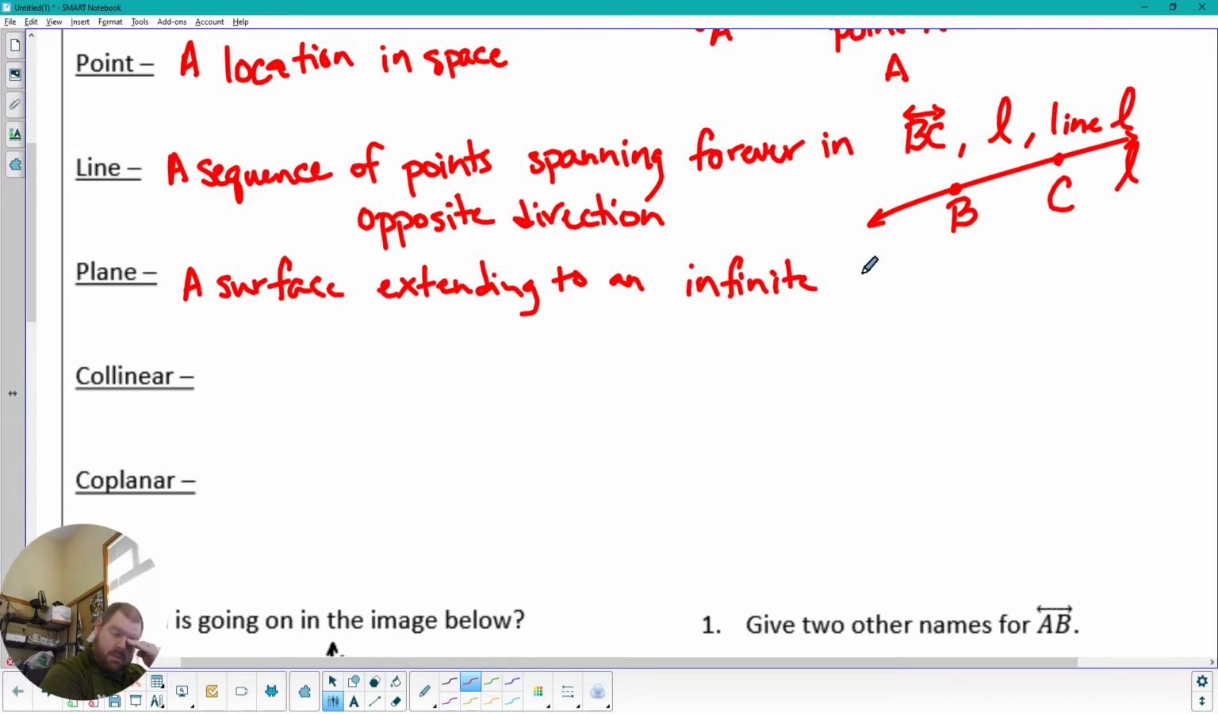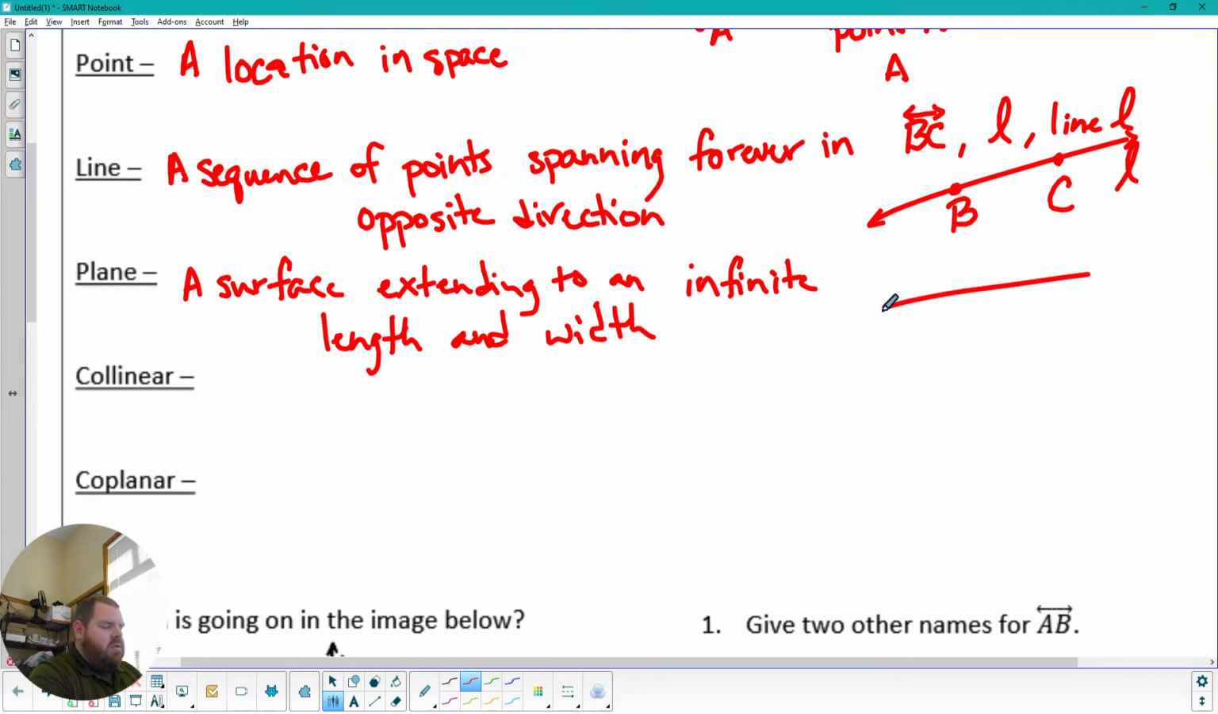To an infinite length and width. So it's some sort of two-dimensional idea that goes on really forever in all four of these directions here. That's what makes up a plane, but usually we show it with boundaries, and that's not incorrect to do. It all works out.